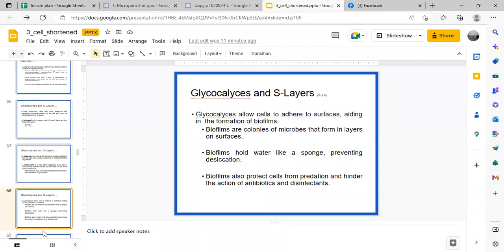So glycocalyces allow cells to adhere to surfaces, aiding in the formation of biofilms. So yung mga biofilms na yan, nag-attach sa surface yan. So there are colonies of microbes that are deep. So they form in layers in surfaces and they absorb water like sponge and prevents the loss of water, no? So, yun, hindi yan na-dry out. It also protects cells from predation and hinder the actions of antibiotics and disinfectants.